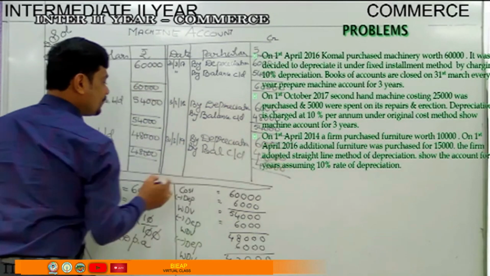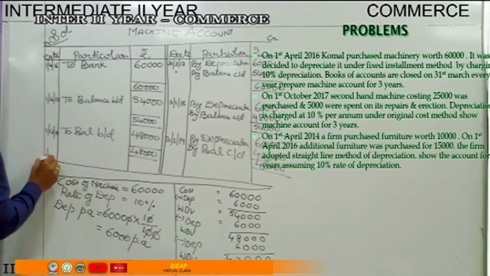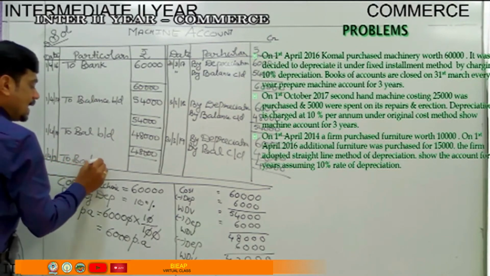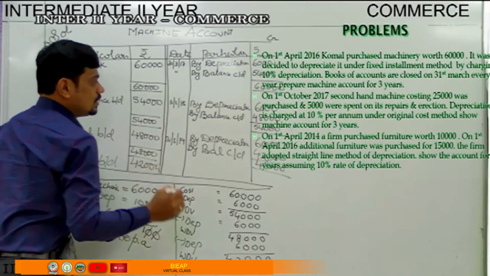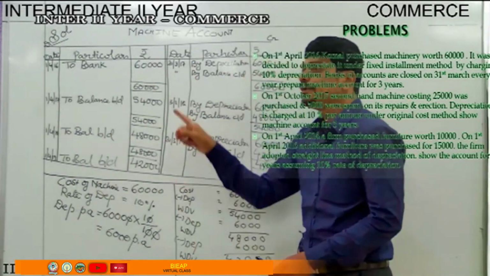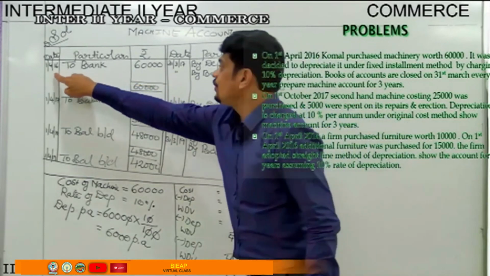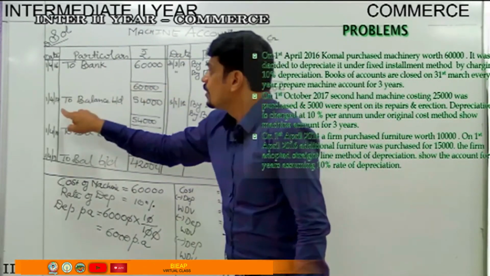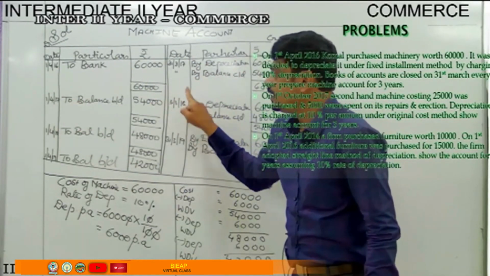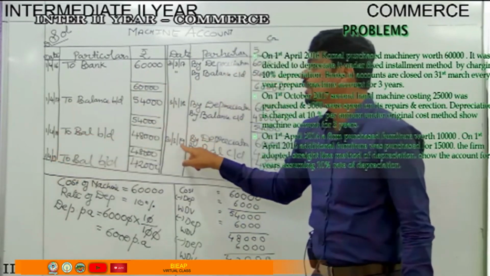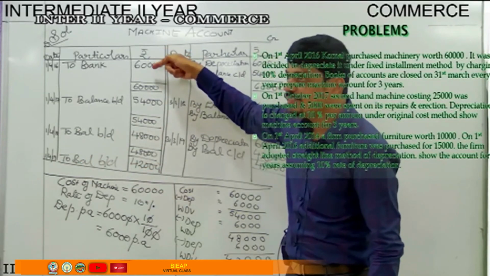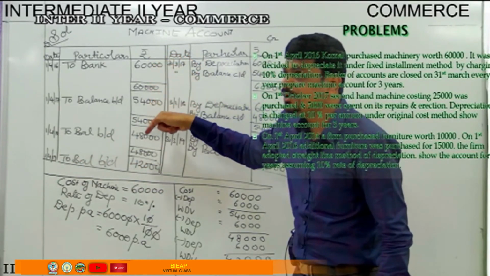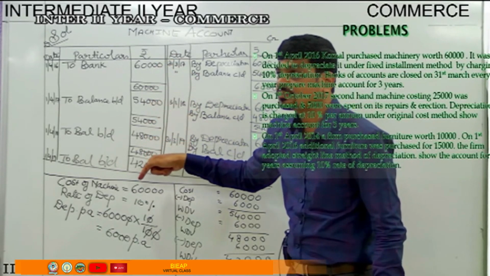What is the balance of the fourth year? We'll bring down on 1st April 2019, to balance brought down. How much, sir? 42,000. They asked you to prepare for 3 years. Did we complete 3 years? Yes. 16 to 17, 1 year. 17 to 18, second year. 18 to 19, third year. And the fourth year we left the balance. What is happening to the asset? Gradually the asset value is decreasing.